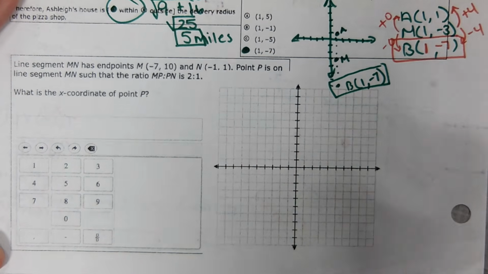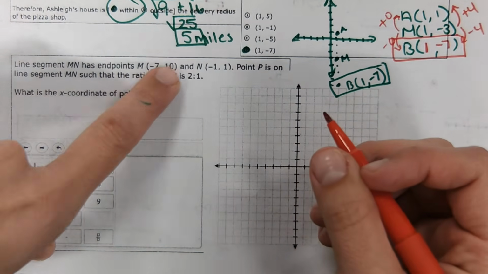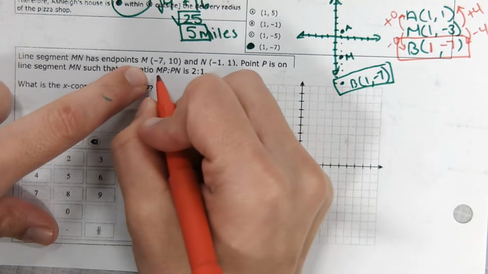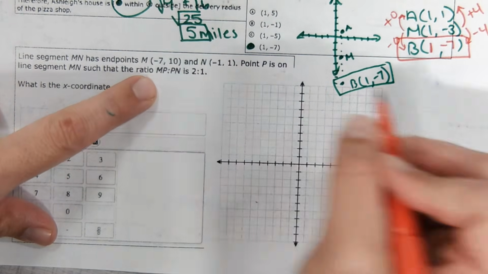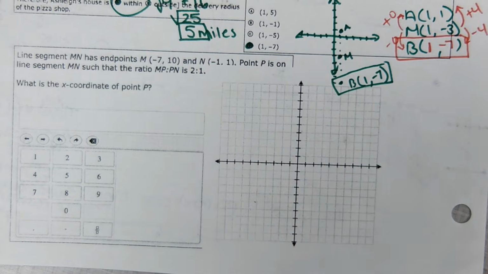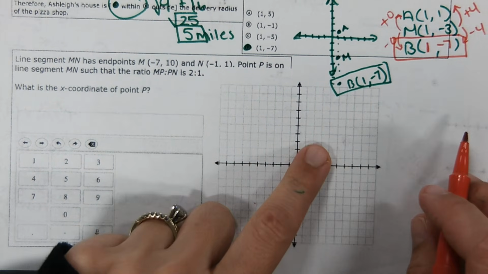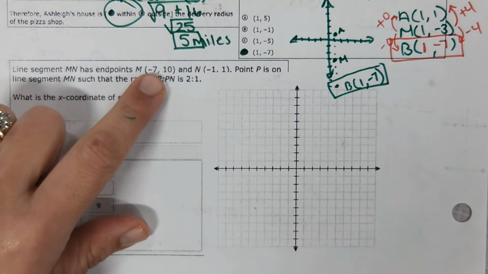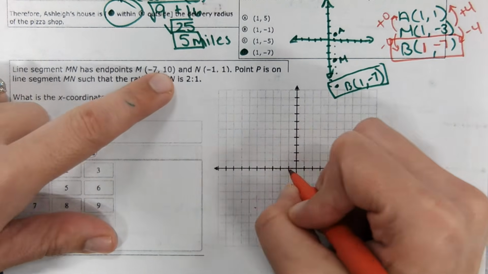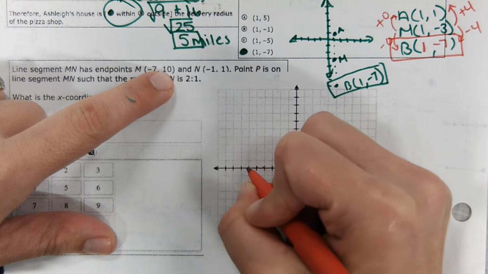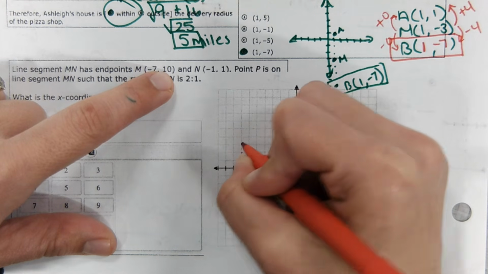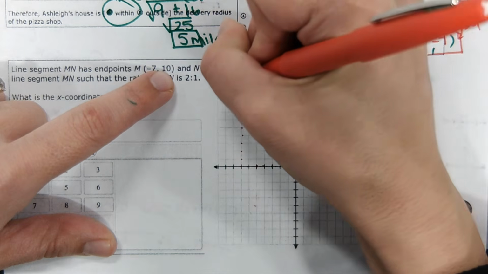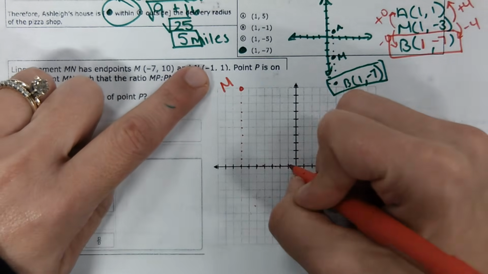Okay, then this one here, it says line segment MN has these endpoints. Point P is on the line segment MN such that it creates a ratio of MP to PN that is 2 to 1. What is the x-coordinate of P? Okay, I put graph paper here. Again, you'd have to actually draw this graph to do this. I'm going to graph the points M, negative 7, 10. And then N, negative 1, 1.